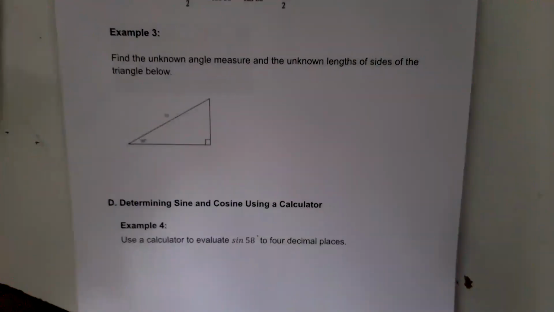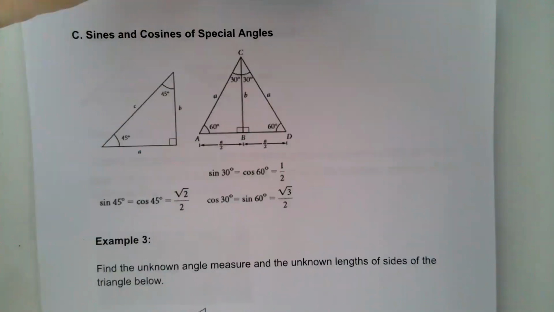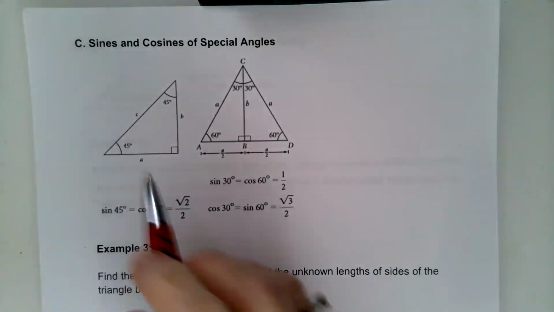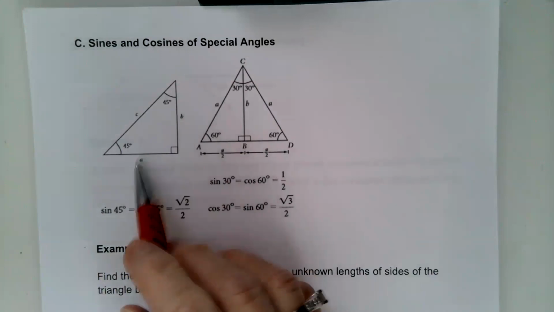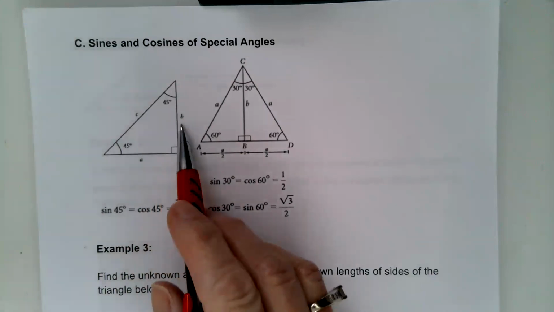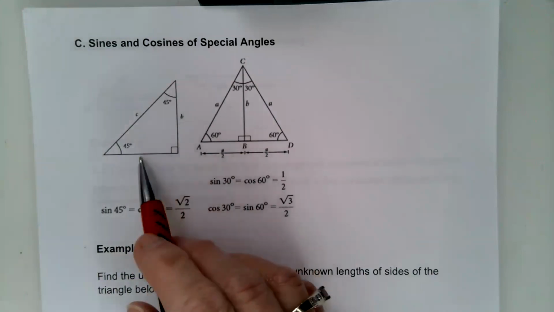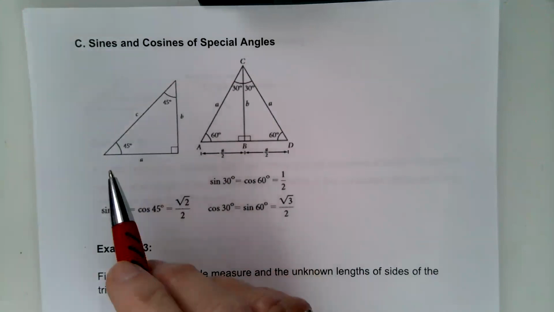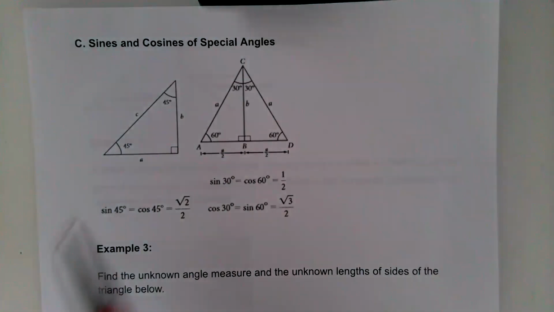Now we do have some special angles that are going to help us. We're going to look at geometry a little bit. One of them is a special triangle, where the two sides are equal to one another. We use the Pythagorean theorem, but I misspoke here.